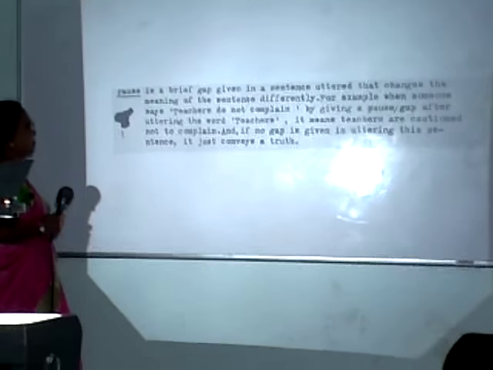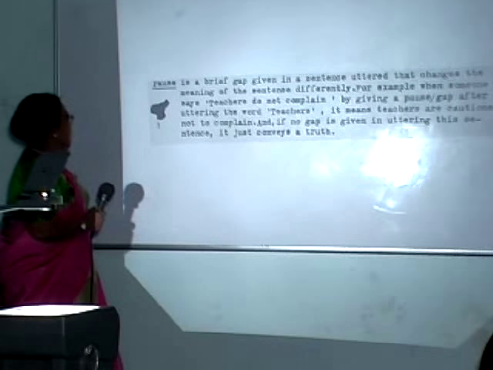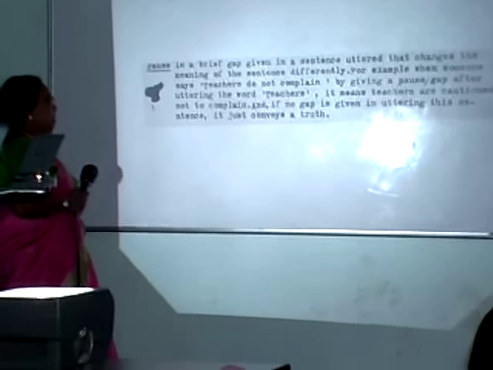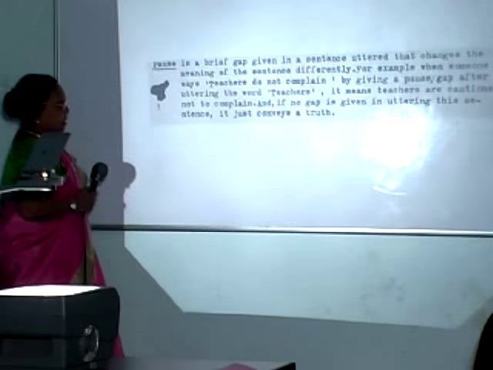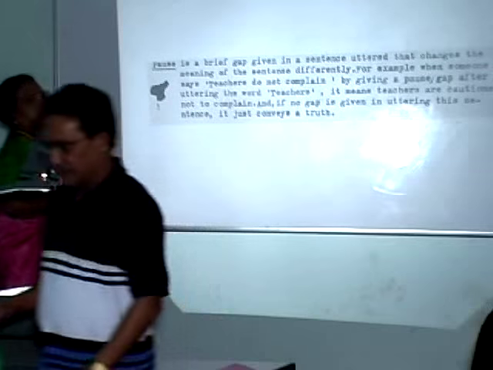A gap given in a sentence uttered changes the meaning of the sentence differently. For example, when someone says, "Teachers claim..." by giving a pause gap after uttering the word "teachers," teachers are cautioned not to complain. And if no gap is given in uttering this sentence, it just conveys a truth.